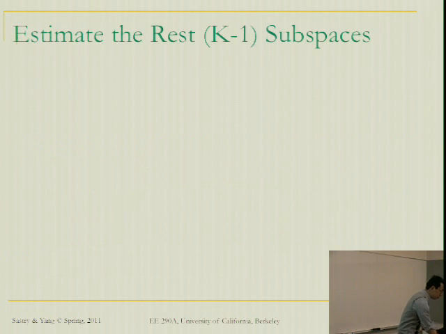So the question is, next, after you evaluate that for one subspace, you have enough information to remove the entire subspace, the point, and the orthonormal basis. How do you proceed to estimate the rest, the k minus 1 subspaces? Any wild guess? Algebraically, not numerically.